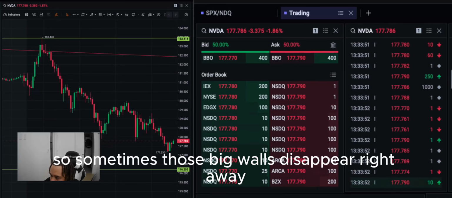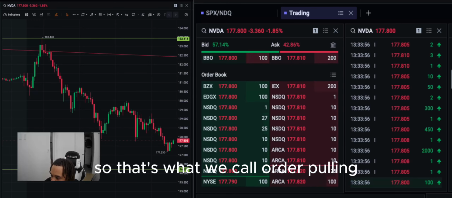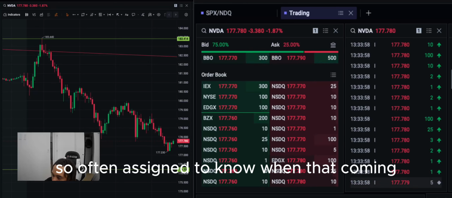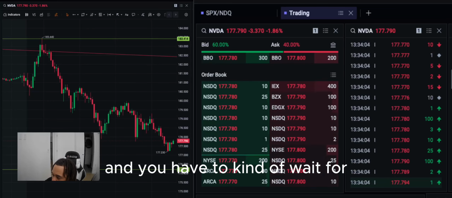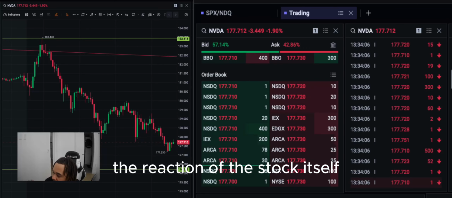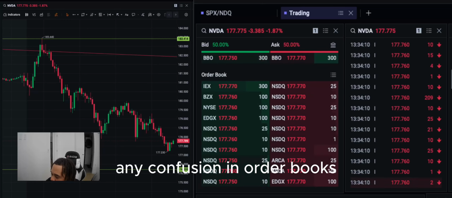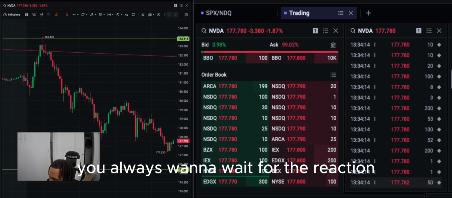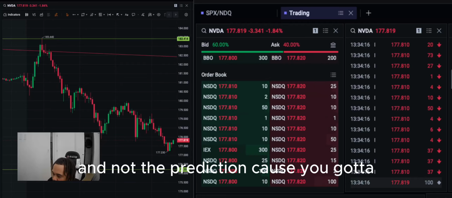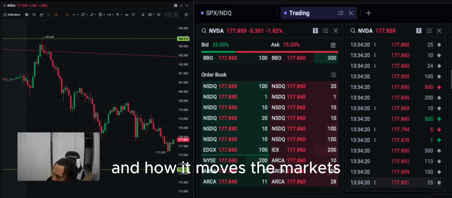So sometimes those big walls disappear right away, before price even gets there. That's what we call order pulling. Often a sign to know when that's coming: you have to wait for the reaction of the stock itself to avoid any hesitation or confusion in the order book. That's also a tip I'd like to share. You always want to wait for the reaction and not the prediction, because you've got to see how orders work and how they move the markets.